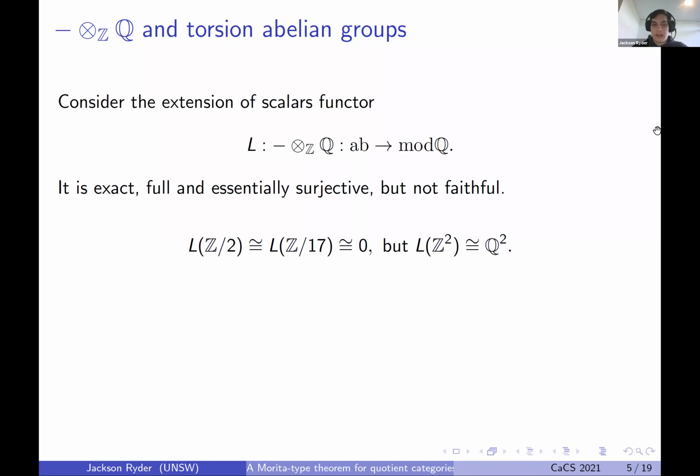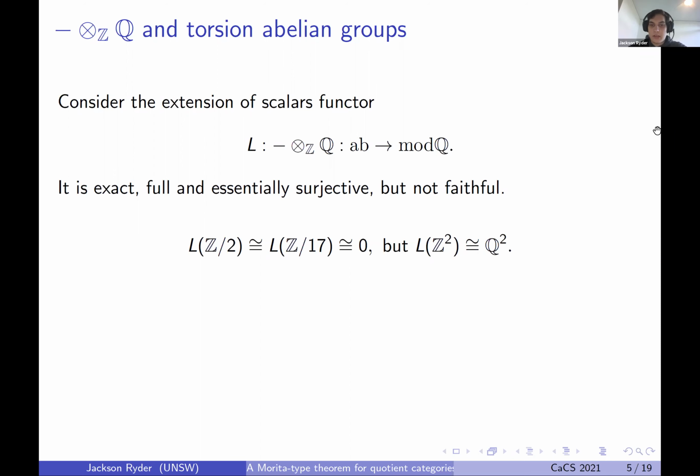So if we take any finite abelian groups, so Z mod 2, Z mod 17, Z mod whatever your favorite integer is, we have the image of these groups under this extension of scalars functor is just isomorphic to the zero vector space, the trivial space.